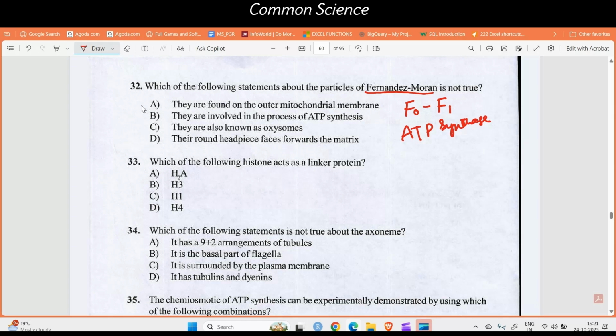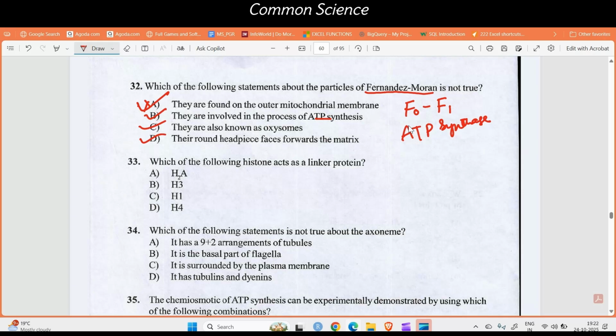They are found on the outer mitochondrial membrane. Okay, so this statement is not correct. So the right option is option A. They are involved in the process of ATP synthesis. Option B is correct. So is option C. They are also known as oxysomes. Option D says their round headpiece faces towards the matrix. Yes, which is the F1 particle, and the F0 particle is embedded in the membrane.